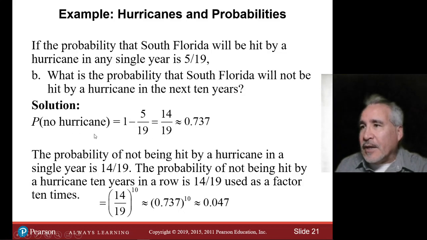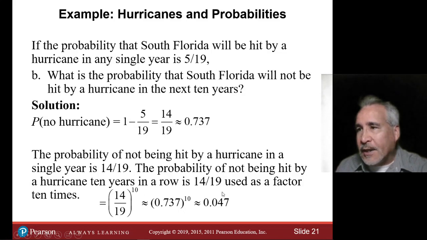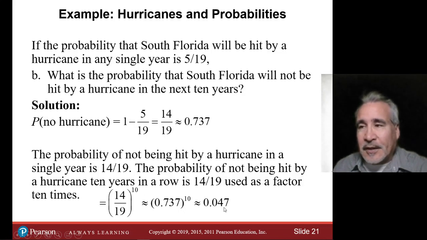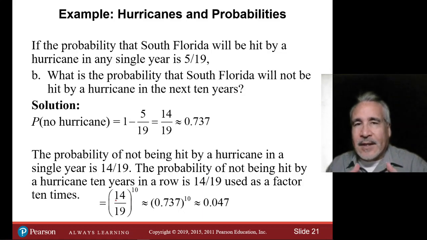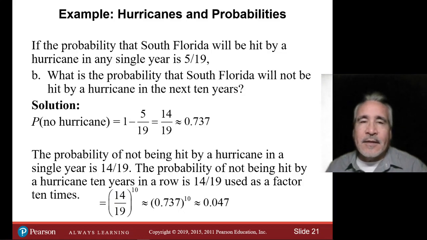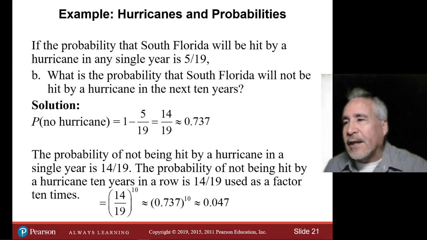Now, what's the probability of no hurricanes? Again, you take 1 minus the probability of having a hurricane. There's actually a 73% chance of not having a hurricane. The probability of not being hit by a hurricane in a single year is 14/19. So what's the probability of not being hit by a hurricane 10 years in a row? That's also a fairly small amount. And again, the fact that we didn't have a hurricane this year does not increase or decrease the probability in the following year. Each year is kind of like a new set.